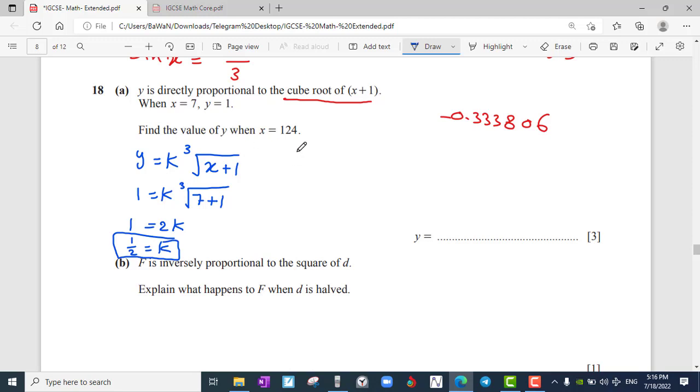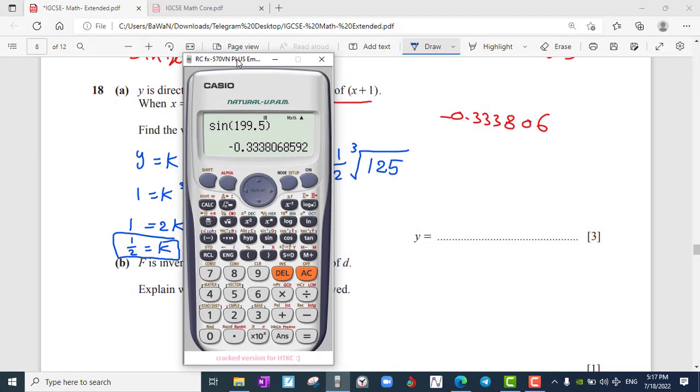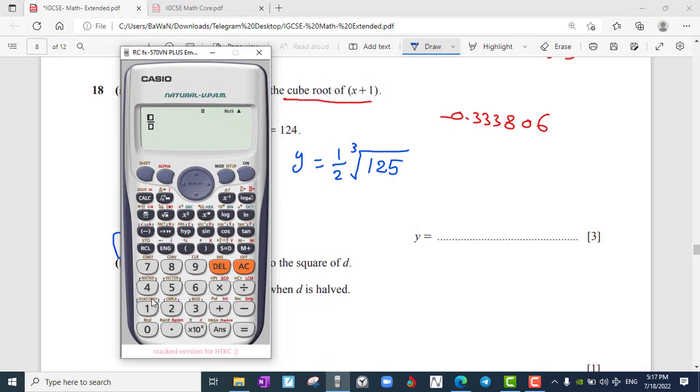We need to find y. Y is equal to, we already know k, it's 1 over 2, times the cubic root of x plus 1. 124 plus 1 is 125. Now this side is only numbers. We can just do it by calculator. Fraction 1 over 2 times cubic root 125. It's equal to 2.5.